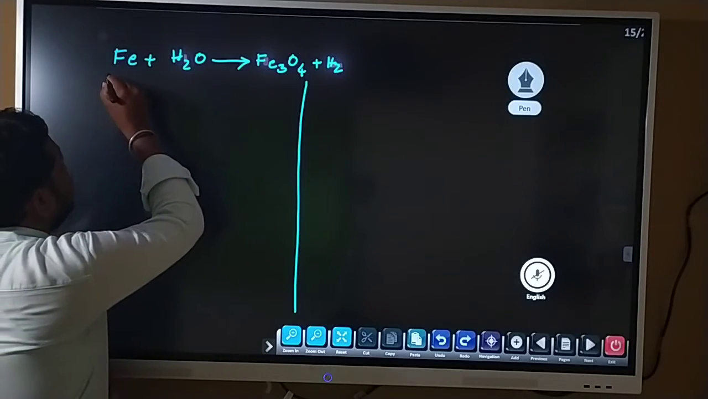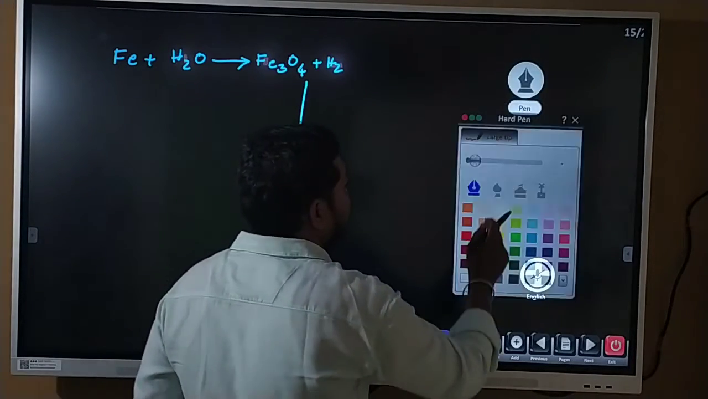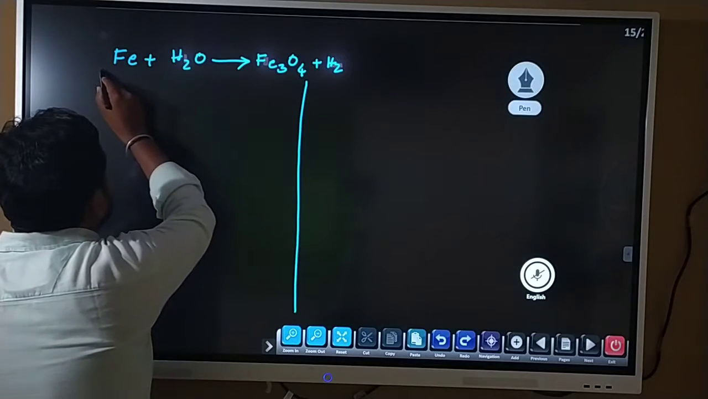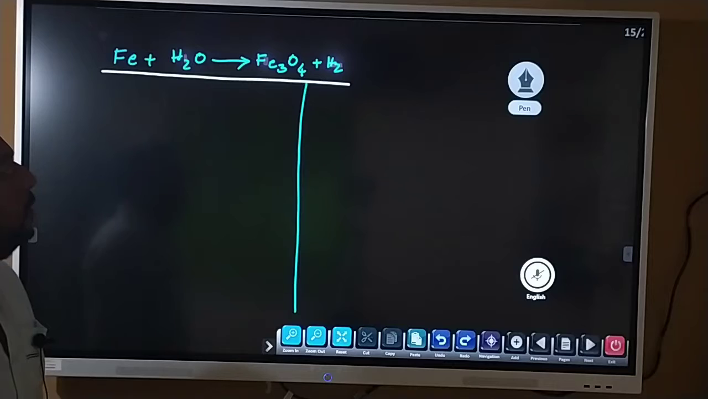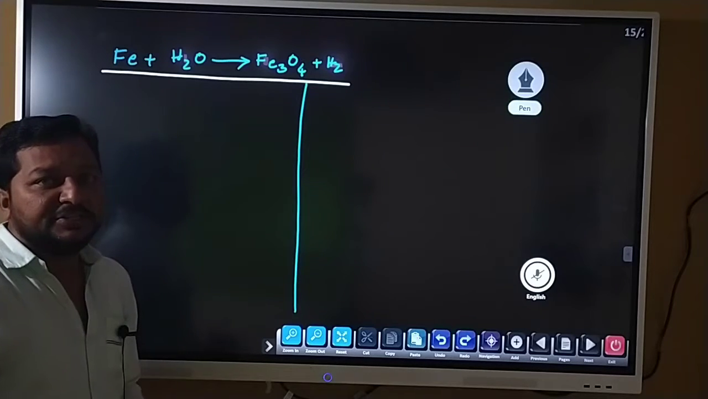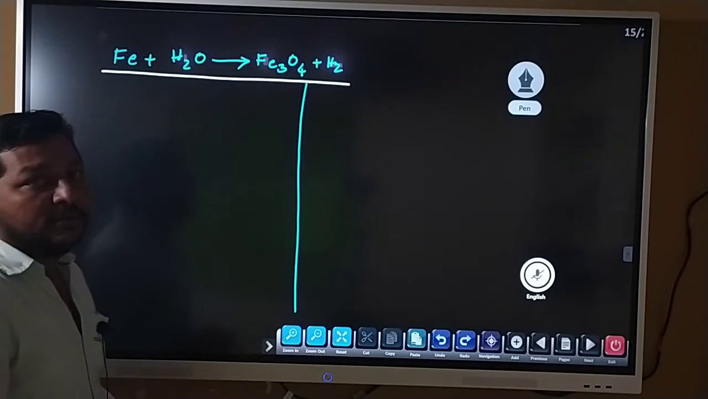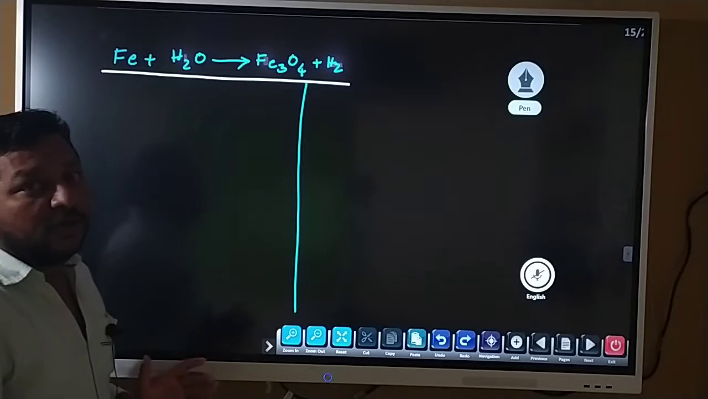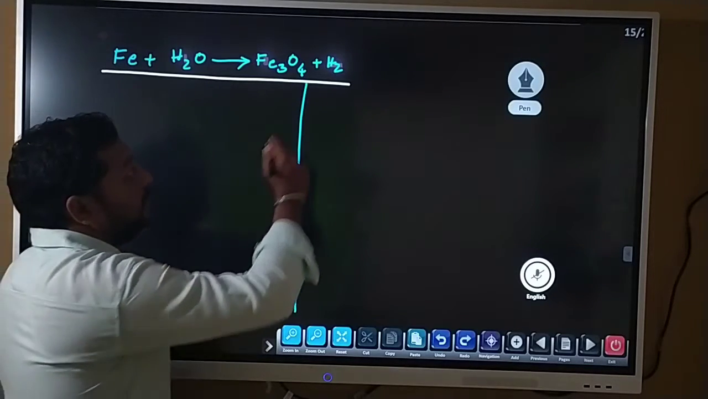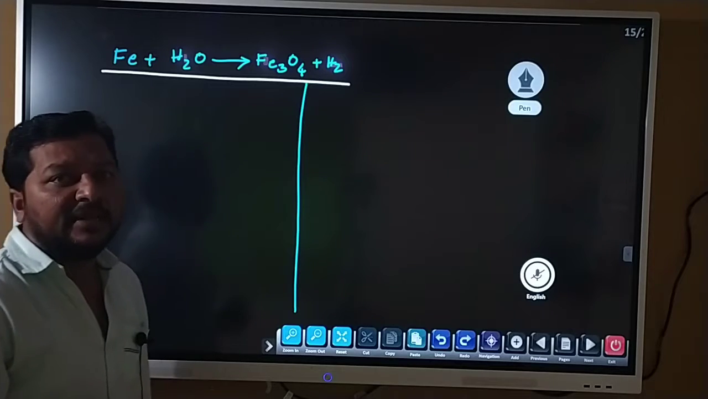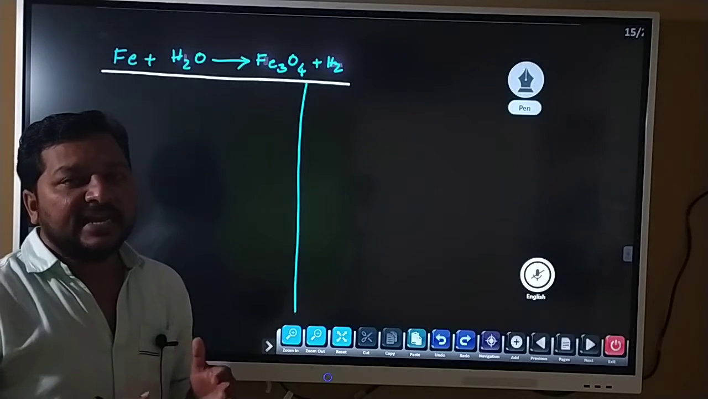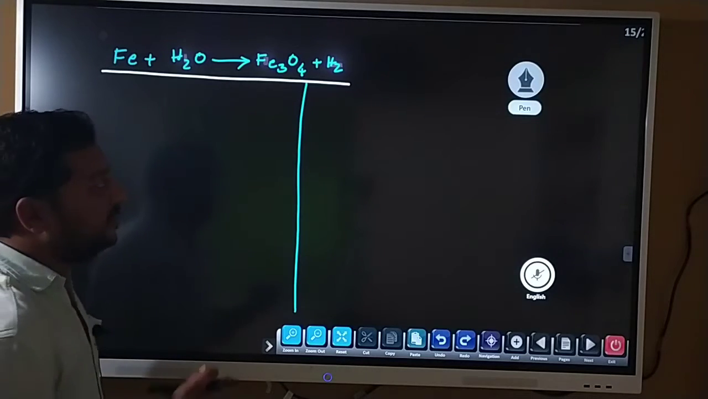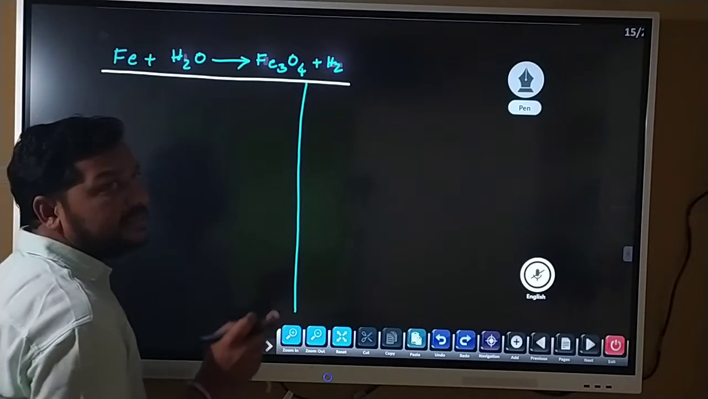So we will start with one example. Here it is Fe plus H2O gives Fe3O4 plus H2. That is, iron reacts with water, iron oxide or ferric oxide is formed and hydrogen gas is liberated. Now, how can we identify whether it is skeletal or balanced? We will go step by step.